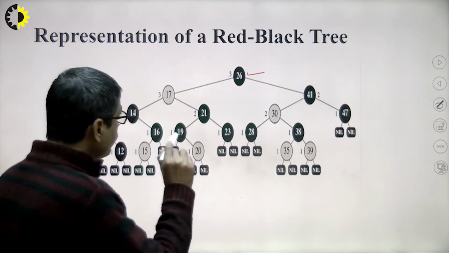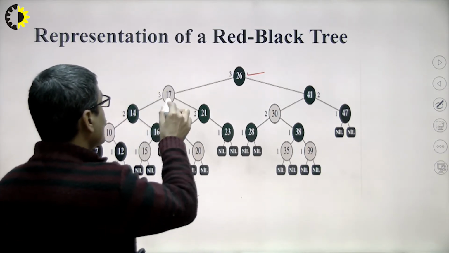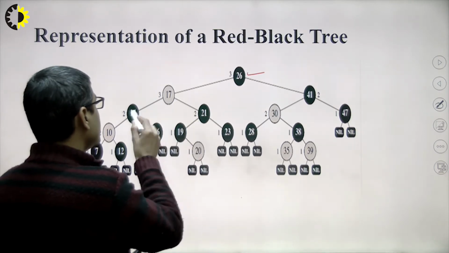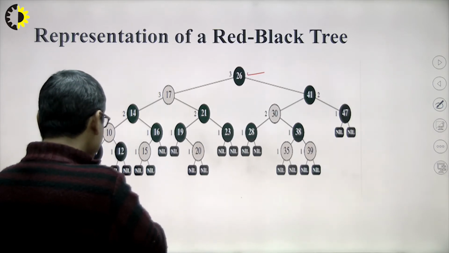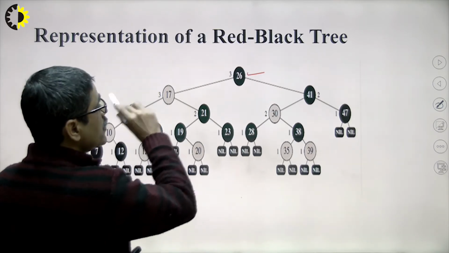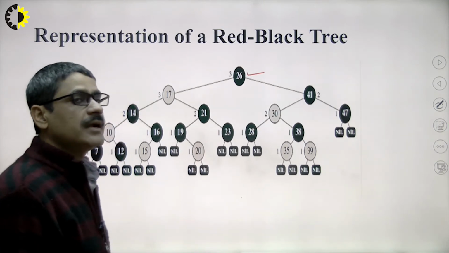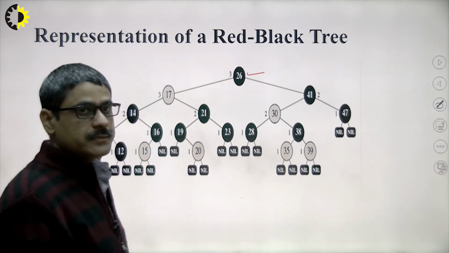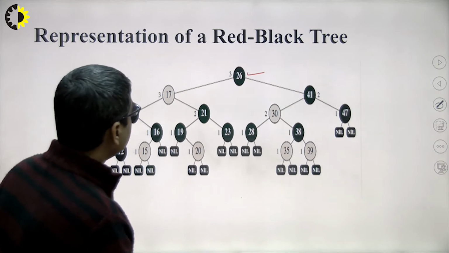Then the fourth property, every red node has black children. You can see 17 has 14 and 21, both black, 10 has 7 and 12, both black, and 3 has both nils, which are black. So if you look at all the properties in this diagram, you can see that all 5 properties are fulfilled and satisfied by this tree. The fifth property is very important.